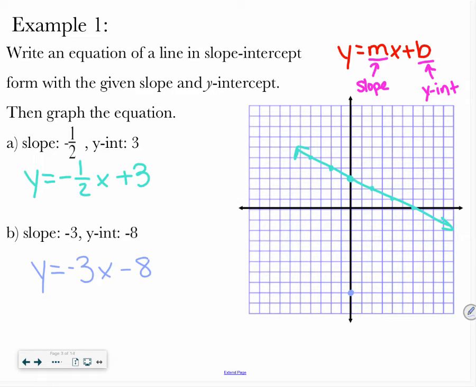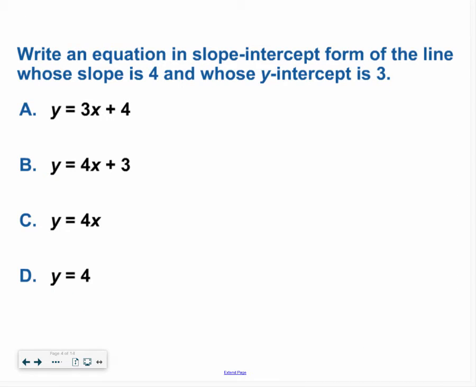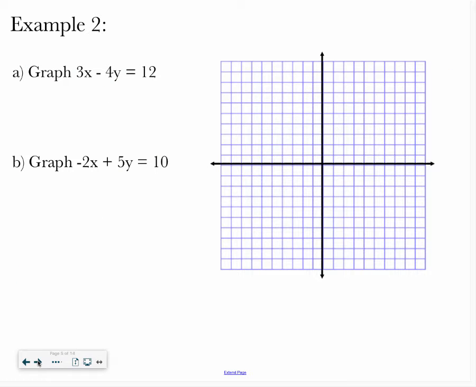Remember, when you have a whole number, it's like it's over 1. So I go up 3, left 1, up 3, left 1, or I can go down 3, right 1. And then I just have to connect my dots, and there is the graph for part B. Okay, go ahead and write an equation in slope-intercept form for the line whose slope is 4 and y-intercept of 3. Hopefully you said the equation was y equals 4x plus 3. If not, be sure to double check your work to see what happened.